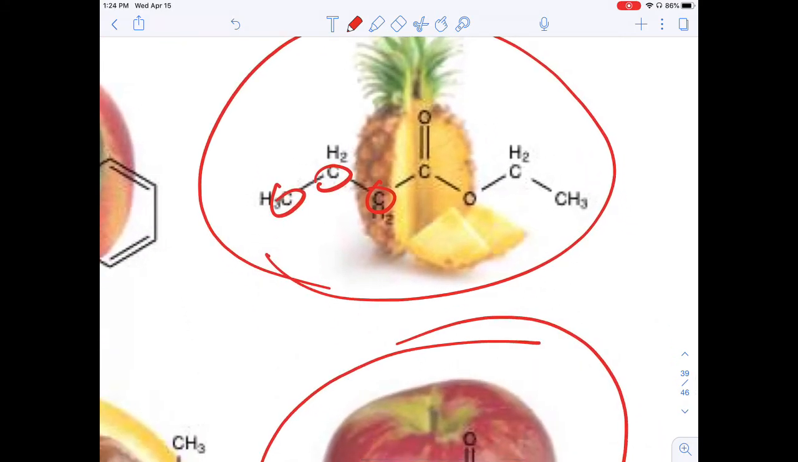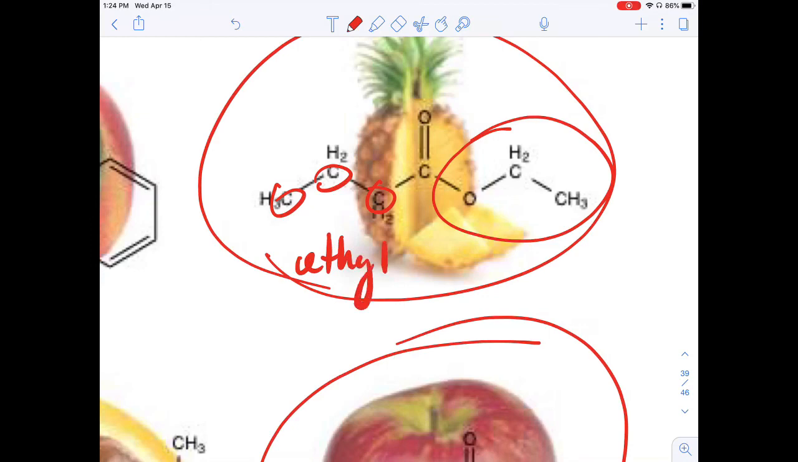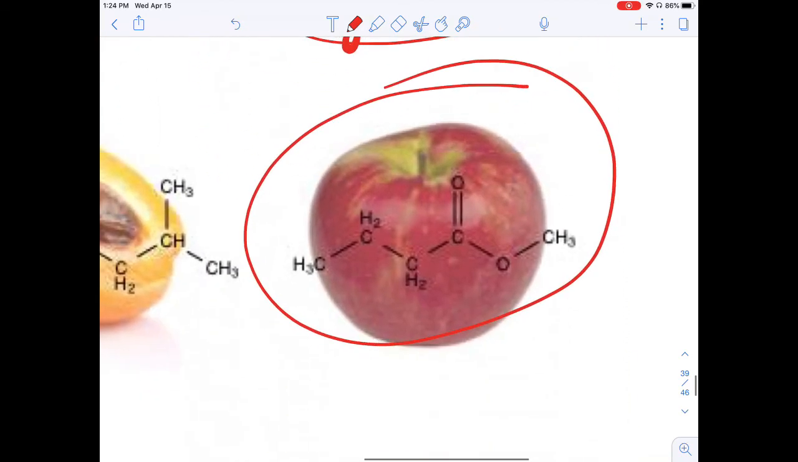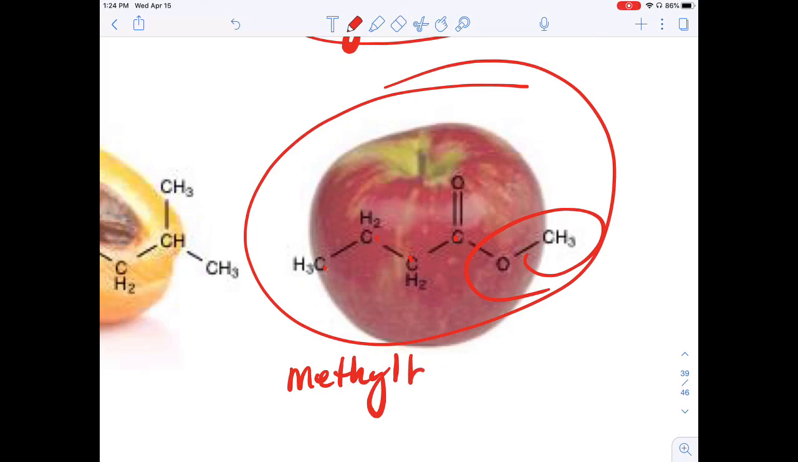Here I've got ethyl, and 1, 2, 3, 4, that's my butanoate. And here I've got 1, so that's methyl. 1, 2, 3, 4. So that's butanoate.